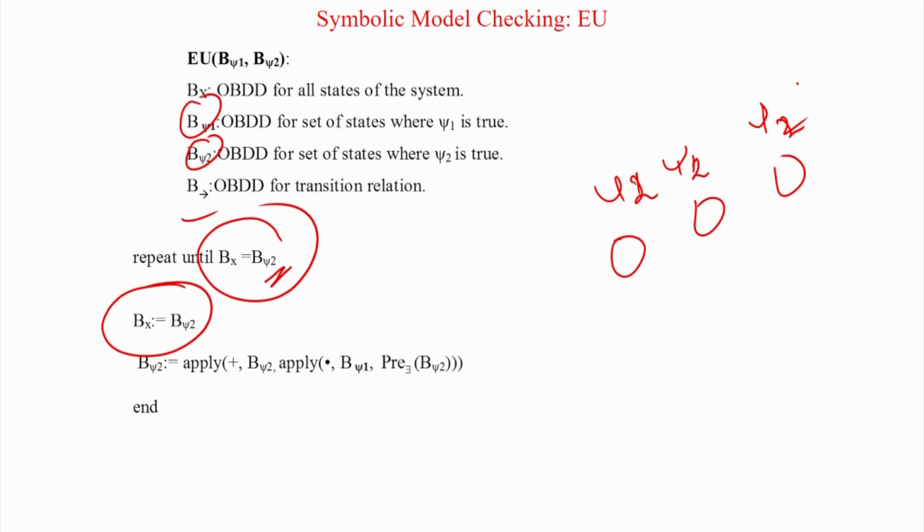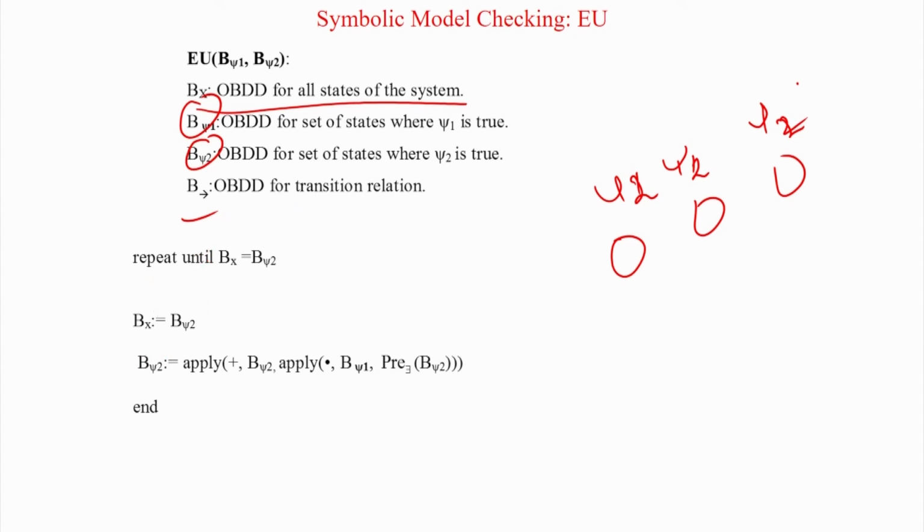So therefore what we do is that basically we repeat this one, we check by this formula. We are just going to check whether Bx is equal to B of psi 2, that is, Bx is all the states of the system. So if all the system's states are equal to B of psi 2, we stop there itself. That is again a similar check like AF. And you have to keep on repeating till there are no more changes.